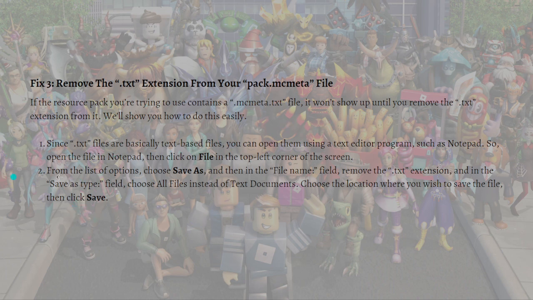I'll show you how to do it easily. Since TXT files are basically text-based files, you can open them using a text editor program, such as Notepad. Open the file in Notepad and click on File on the top left corner of the screen. From the list of options, choose Save As, and then in the file name field, remove the .txt extension, and in the save as type field, choose All Files instead of Text Documents. Choose the location where you wish to save the file and then click on save. Now since your resource pack is no longer a text file, it will show up in the game and you will be able to use it as intended.